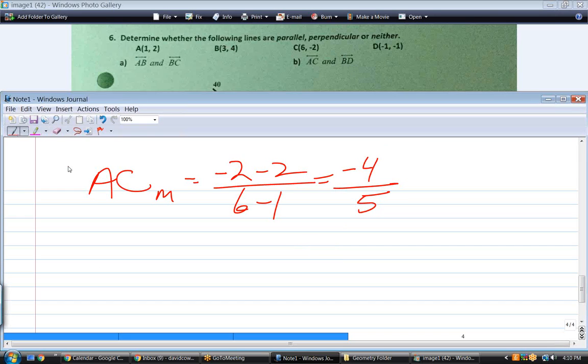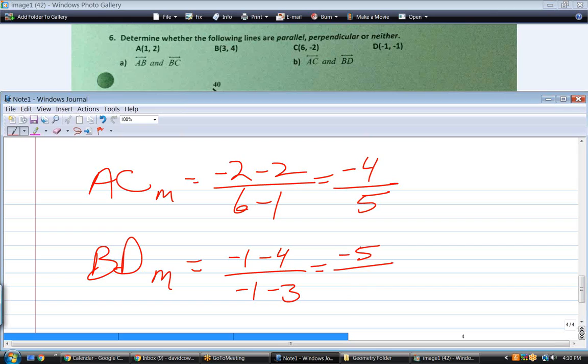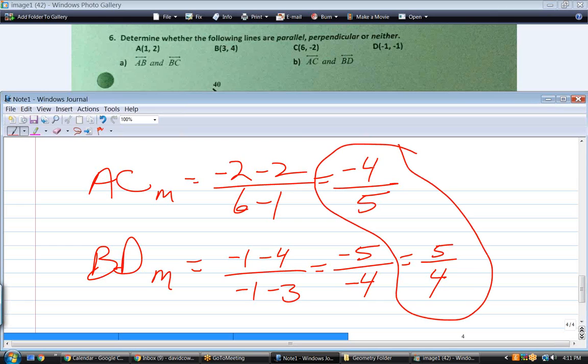Now, let's look at BD. So for BD, that would be negative 1 minus 4, and then negative 1 minus 3. So that would be negative 5 over negative 4. Is there a number that I can divide top and bottom by? Negative 1. Okay, so then that would get you positive 5 over positive 4. Now, what is the relationship between those two lines? Perpendicular. Perfect.